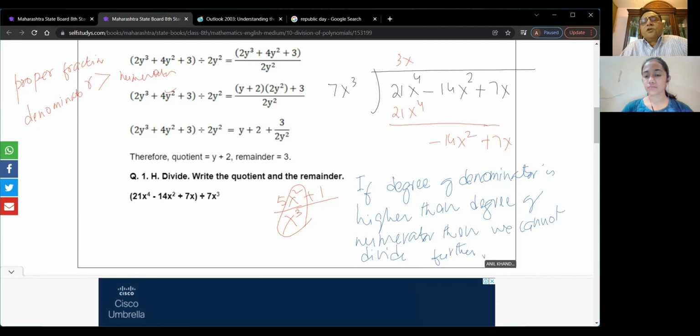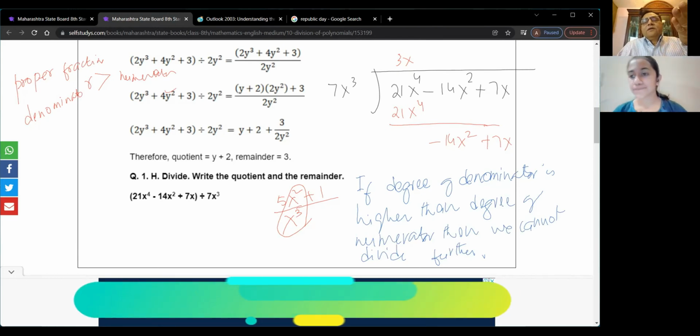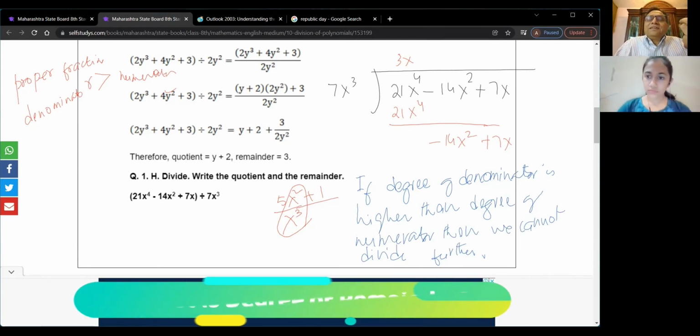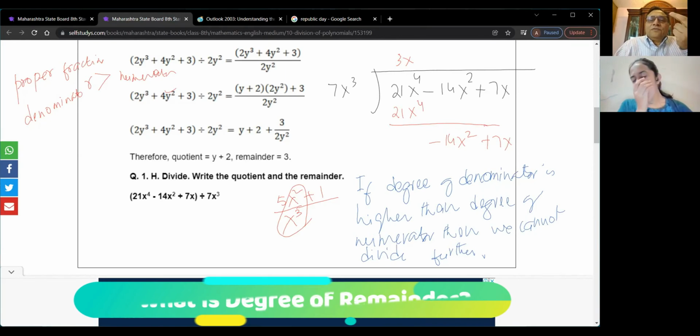Correct? So you have to stop the division process. Division process always stops when the degree of numerator becomes smaller than the degree of denominator. Is it okay? Yes. That is where you get remainder. So if you are dividing by x cube, what kind of remainder can you get? Quadratic, x square, or linear, or a constant. You get the idea.